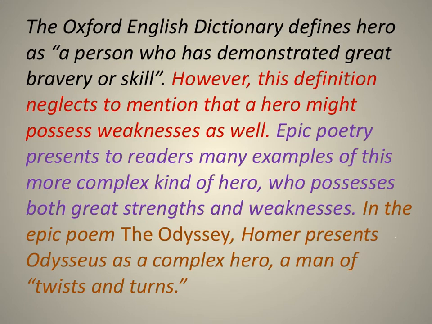Oh, so actually, before the thesis, let me just show you how this is all going to look. And at this point, it might be helpful for me to read this out loud. The Oxford English Dictionary defines hero as a person who has demonstrated great bravery or skill. However, this definition neglects to mention that a hero might possess weaknesses as well. Epic poetry presents to readers many examples of this more complex kind of hero, who possesses both great strengths and weaknesses. In the epic poem The Odyssey, Homer presents Odysseus as a complex hero, a man of twists and turns. You like my little dot there?